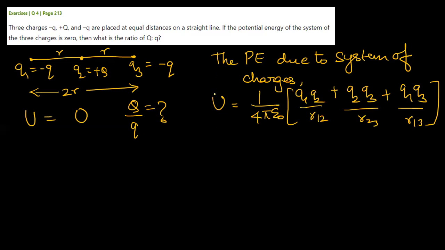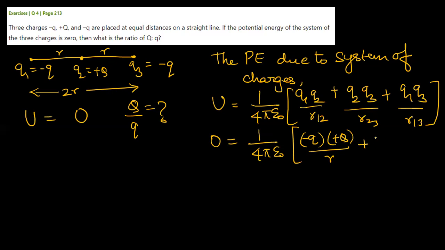So in the LHS part, they have given that this is 0. So 0 equal to 1 by 4 pi epsilon naught, Q1 is minus Q and Q2 is plus q, I'm substituting the values, divided by R12. As I told you, R12 is the distance between first charge and second charge, so the distance I have taken is R. Plus Q2 Q3, Q2 is plus q and Q3 is minus Q, divided by R, plus Q1 and Q3, that is minus Q into minus Q divided by 2R.